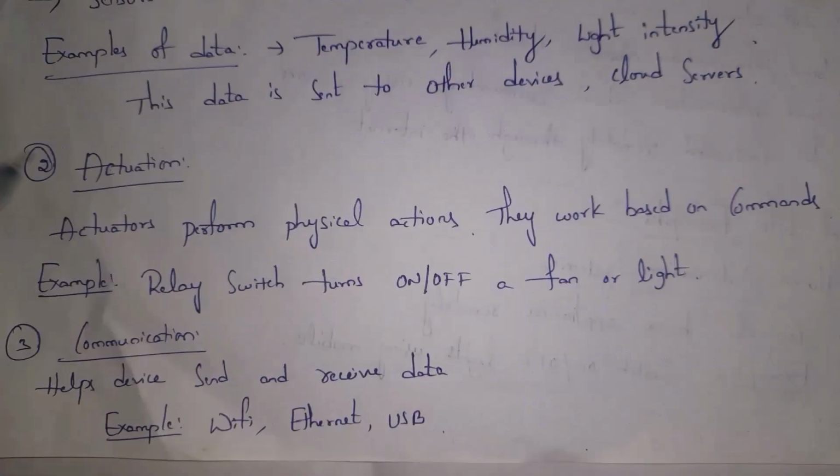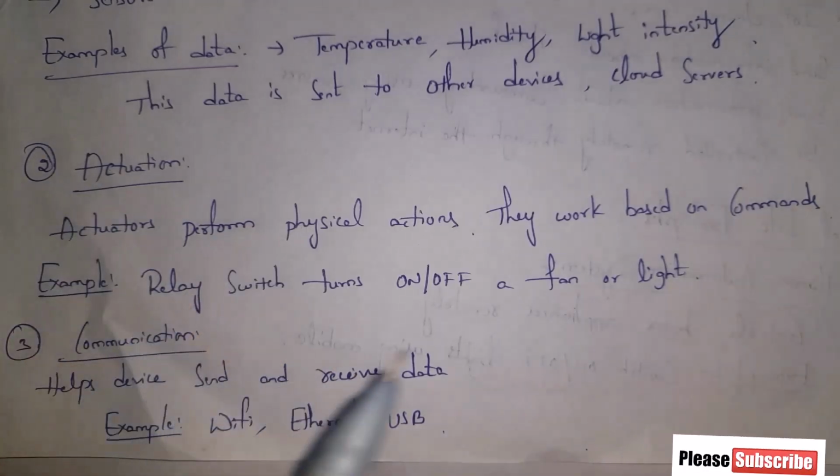And second one is actuation. Guys, IoT device contains actuators. That actuators will perform particular action. For example, whenever person enters into room, then lights will automatically turn on. It happened because of actuator. Actuator will perform certain action by turning on light. So actuators perform physical actions and they will work based on commands.